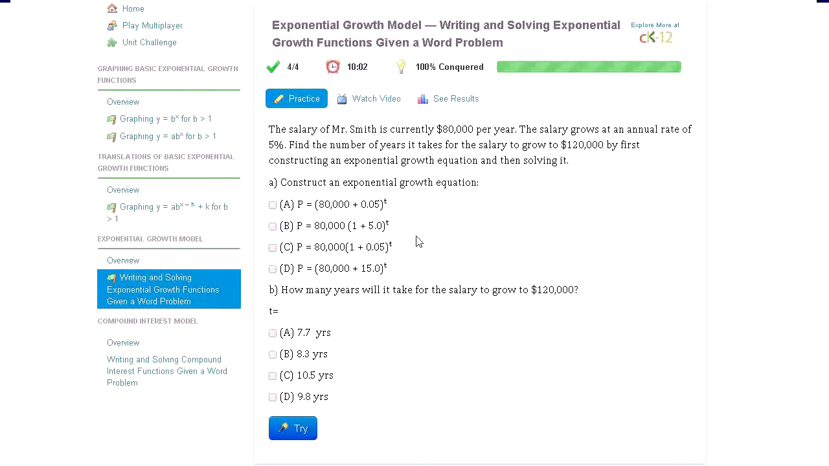So part one is construct an exponential growth equation. They give you those options. Part two: how many years will it take for the salary to go to 120,000? And they give you those options. That's part one and part two of the question. And once I write some of the stuff down, I'll be right back.